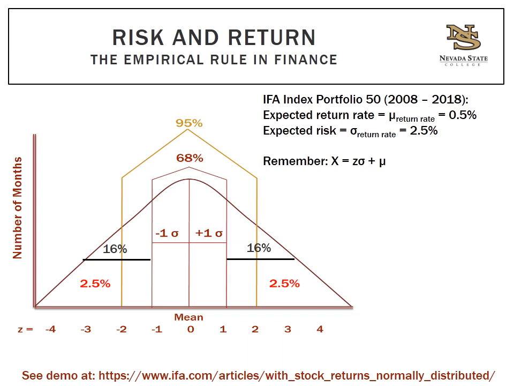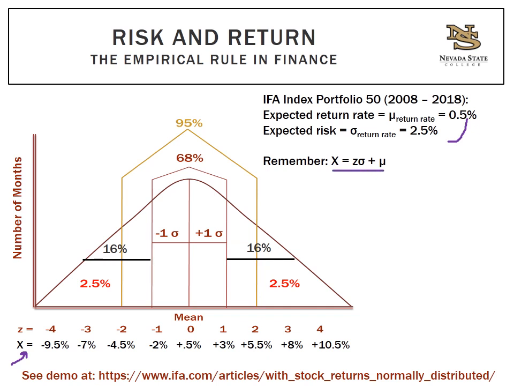So for example, between 2008 and 2018, a moderate risk index fund portfolio, which is the IFA Index Portfolio 50, has a mean or average return rate per month of 0.5% with a standard deviation or a level of risk of 2.5%. You see those right here. So if we look at this, I've computed all the X values for the expected return any given month.